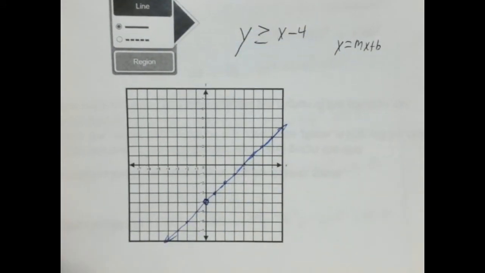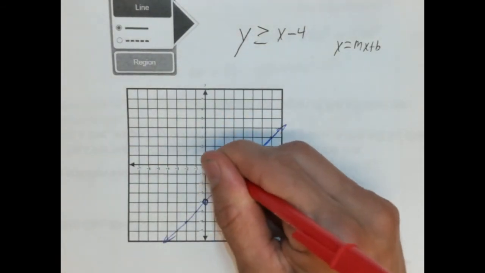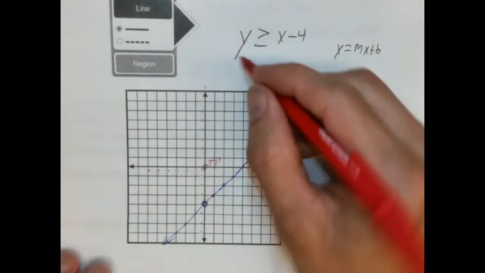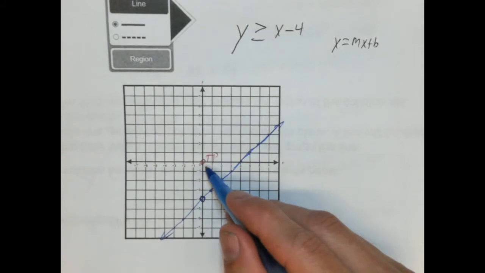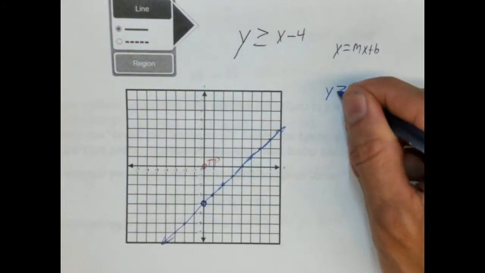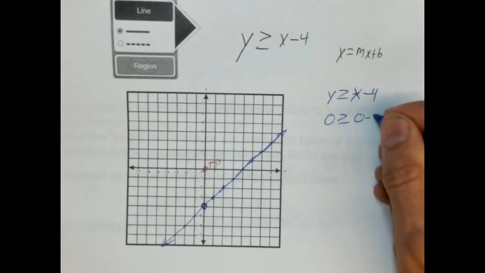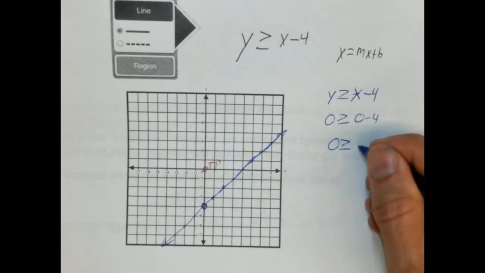So I'm going to use a test point. I'm going to use this as my test point. I'm going to plug in those coordinates, which are 0, 0. So I'm going to put in 0 for x and 0 for y, because that's the coordinates at that point. So I'm going to do y is greater than or equal to x minus 4. 0 is greater than or equal to 0 minus 4. 0 is greater than or equal to negative 4.